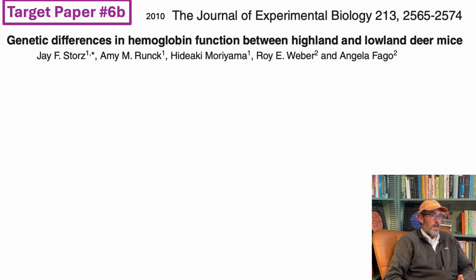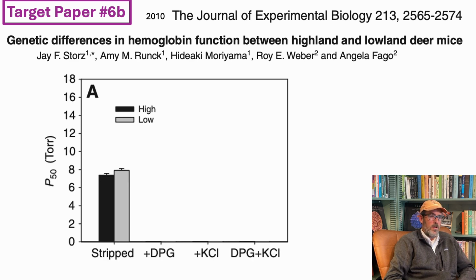So this is the paper again. I'm calling this target paper 6B. It's not our target paper 6, but a supporting backstory paper. Again, the title is Genetic Differences in Hemoglobin Function Between Highland and Lowland Deer Mice. This is their chart, and P50 is on the y-axis. P50 is the parameter that we saw previously in target paper 5, similar to the Michaelis-Menten kinetics: the oxygen concentration at which 50% of the hemoglobin heme groups are bound to oxygen.